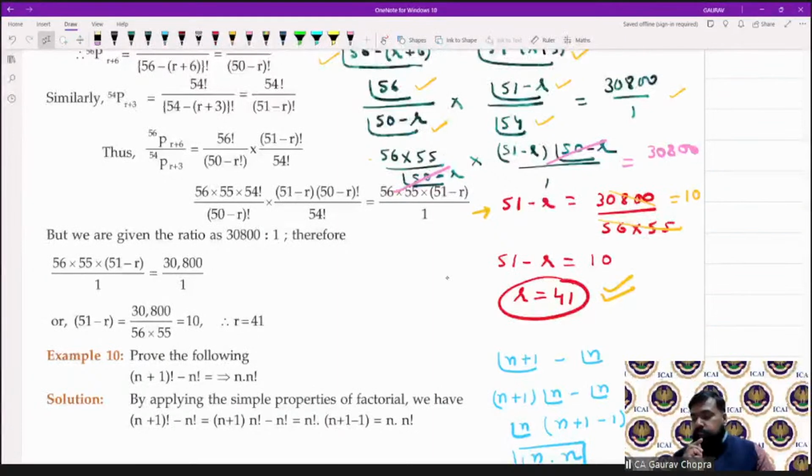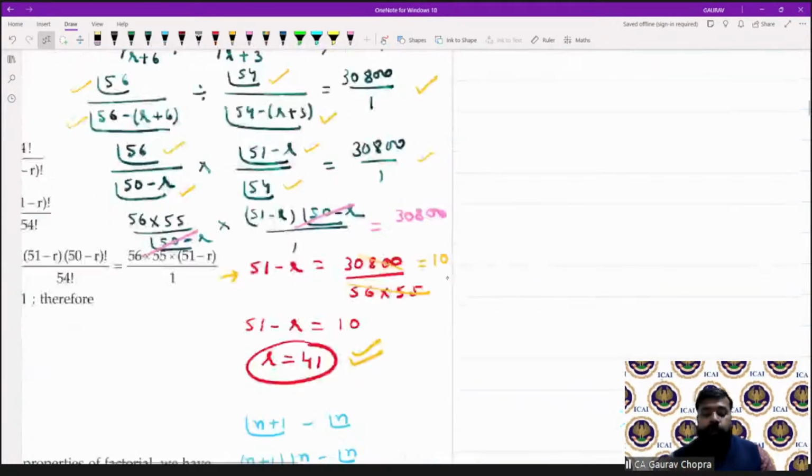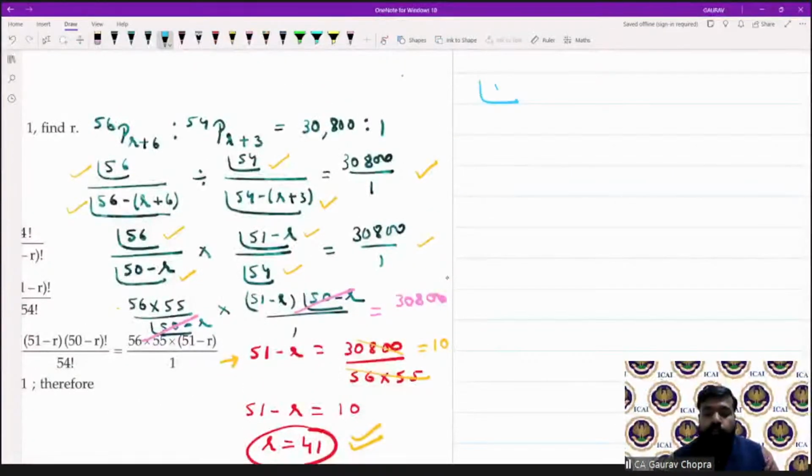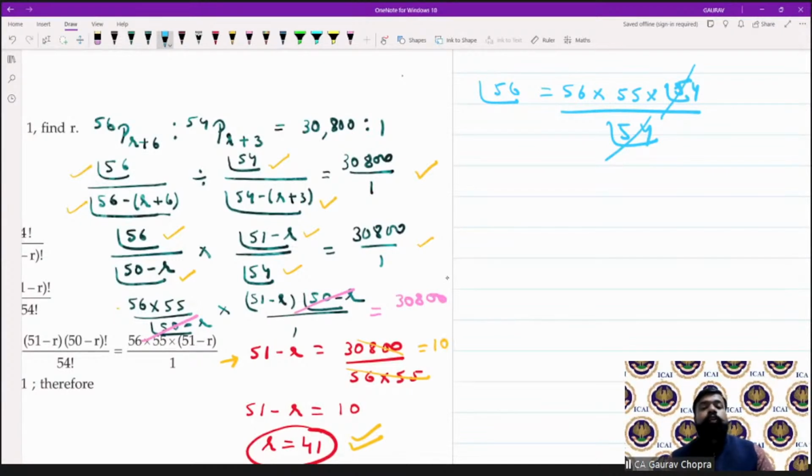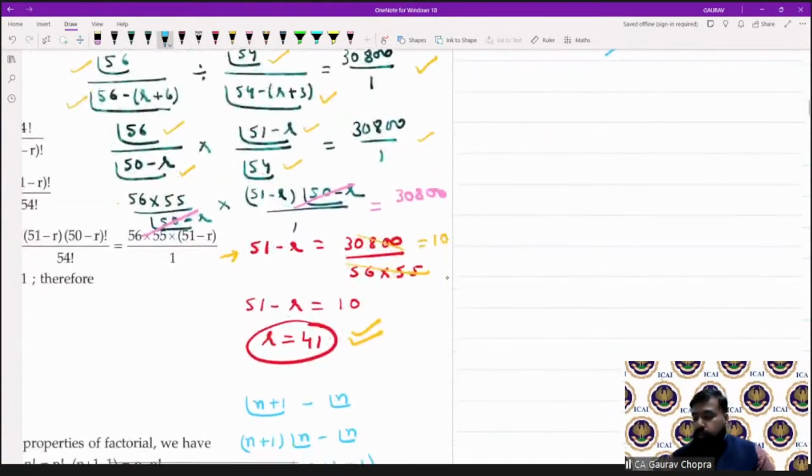Then Priyadarshini is asking how 55 is coming. 55 is, if you open factorial 56, it will be 56 multiplied by 55 multiplied by factorial 54. And in the denominator, factorial 54 is already available. So you can cancel them. So 56 into 55 is there. Okay. Tanvi says the course is all clear. Great.